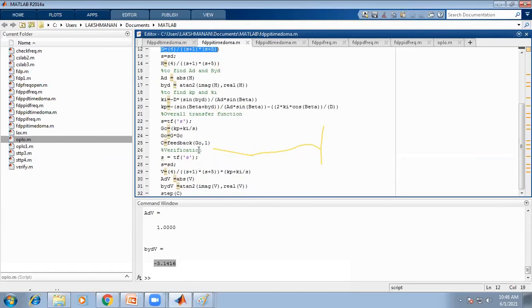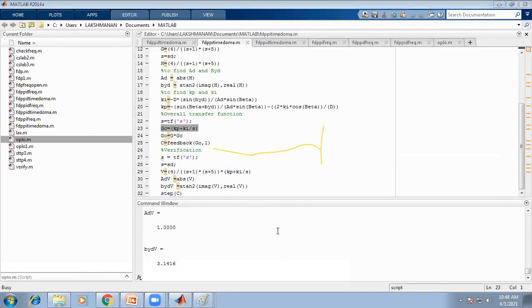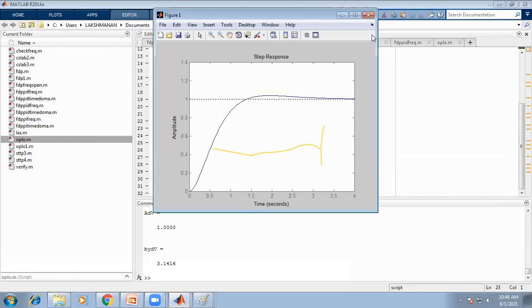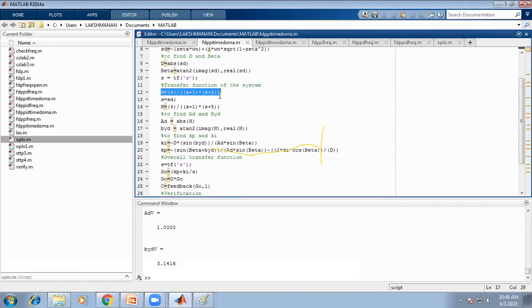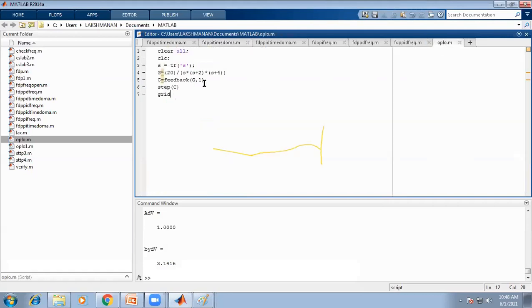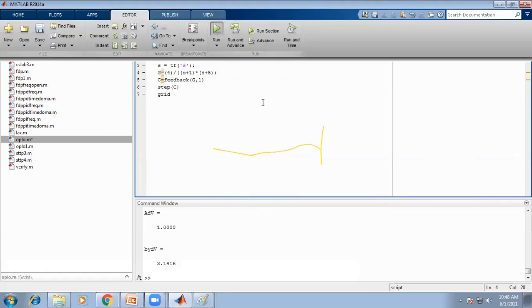Same procedure. The only thing changing is the transfer function, Kp plus Ki by s. Now I'm executing this program. Before that, I'm going to verify the open loop response of this transfer function, 4 divided by (s plus 1) into (s plus 5). So the closed loop response I'm going to verify.